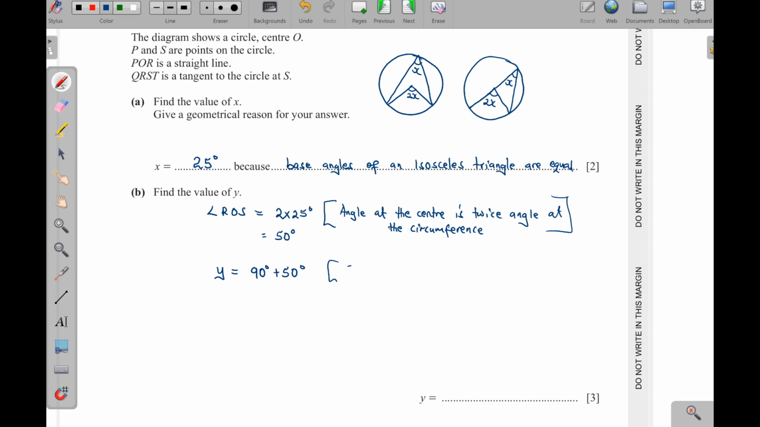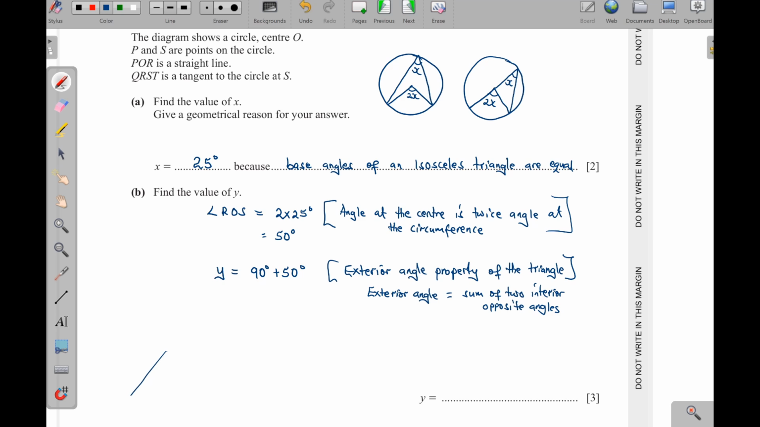This one is the exterior angle property of a triangle, where we say that the exterior angle is equal to the sum of the two opposite interior angles. Why is that one actually so? If I have a triangle here, and let's say this is my A, this is my B, maybe this is C, and then this one is D. I'm just proving this one here.